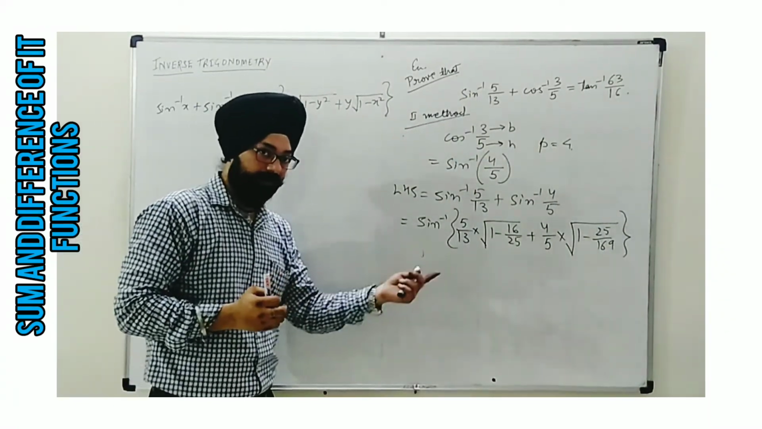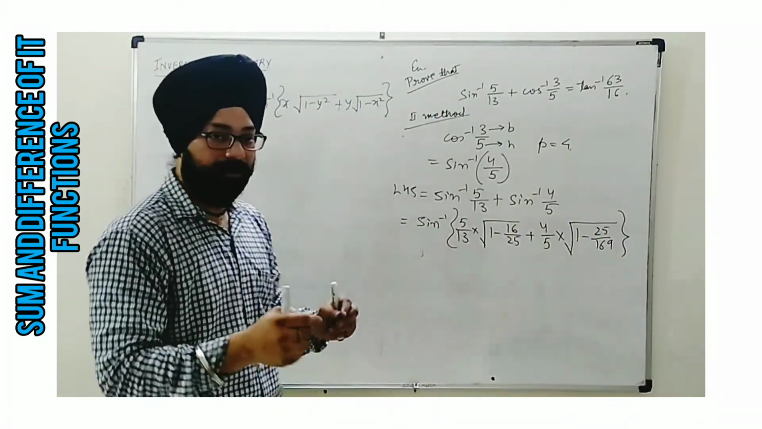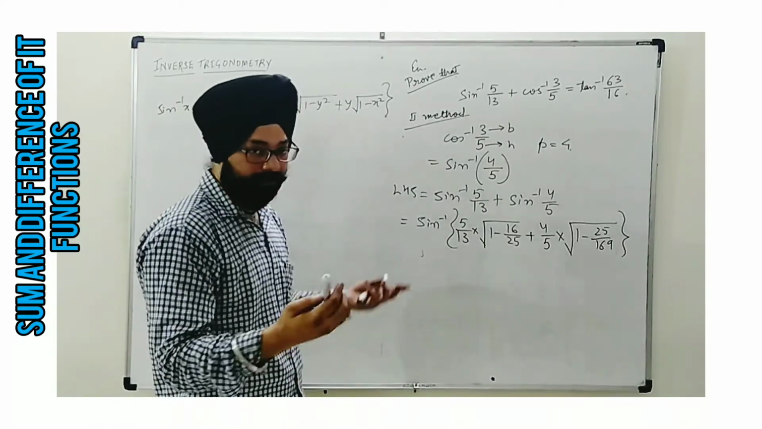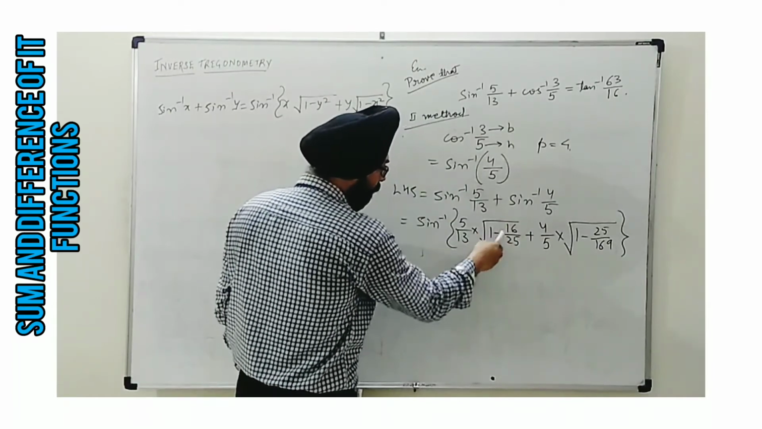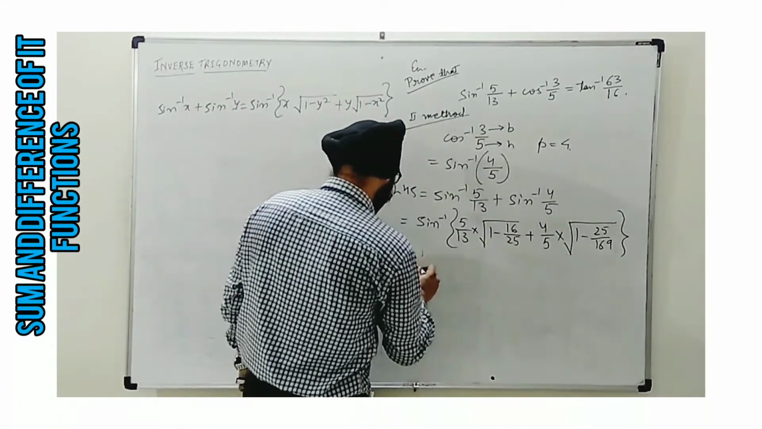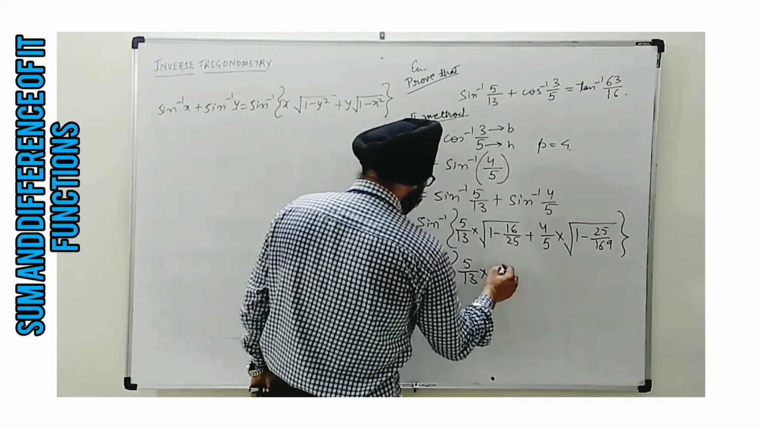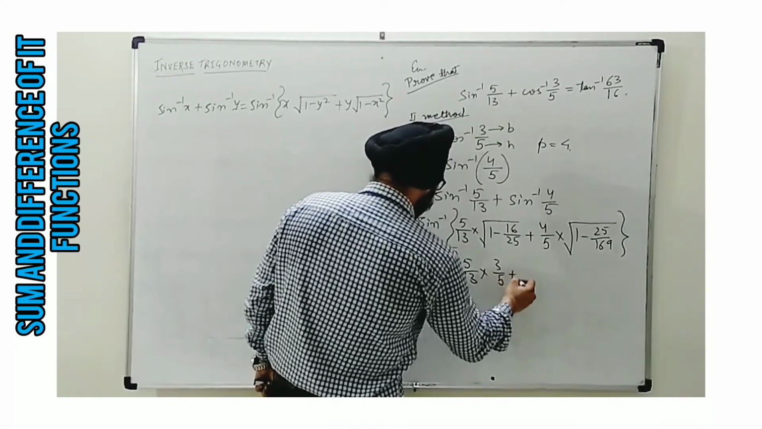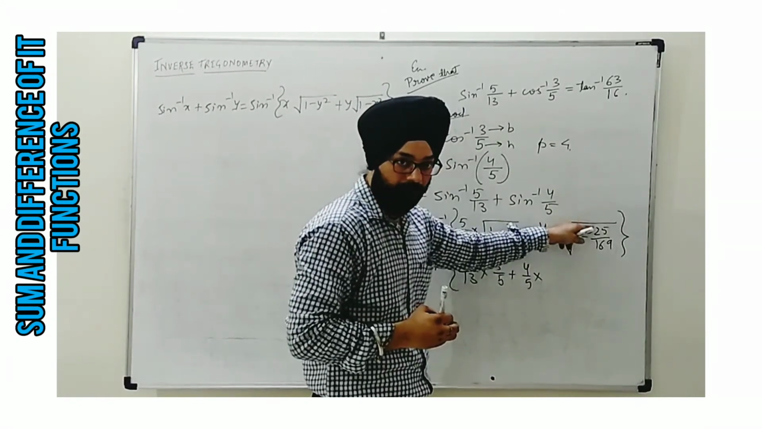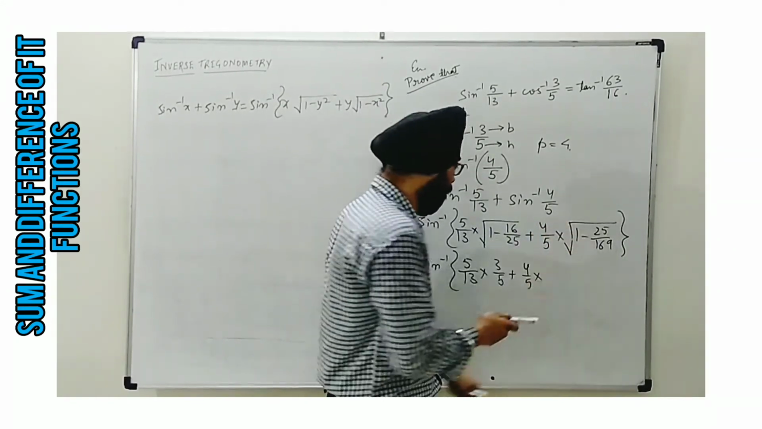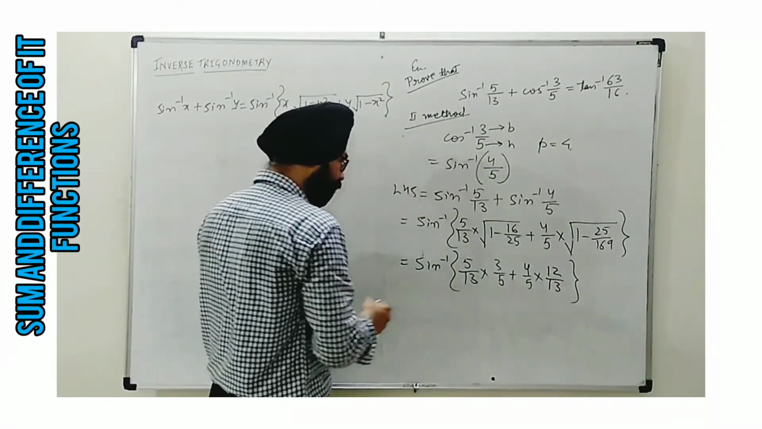That's why I was suggesting you to apply the tan inverse identity. The reason is that this is a bit complicated, but it still depends on your choice. Yes, 25 minus 16 is 9. 9 upon 25, when you find the square root, will be 3 upon 5. We get sine inverse 5 by 13 into 3 upon 5 plus 4 upon 5 as it is. Here we get 169 minus 25 is 144, so the square root will be 12 by 13. Now we need to simplify.